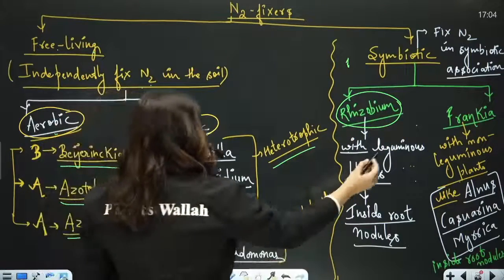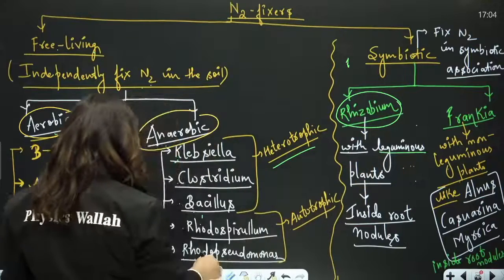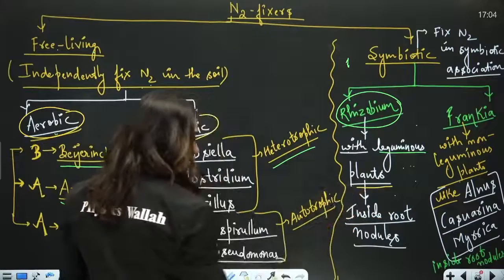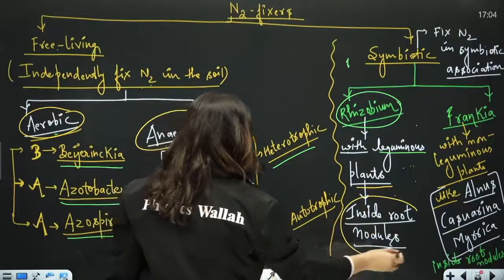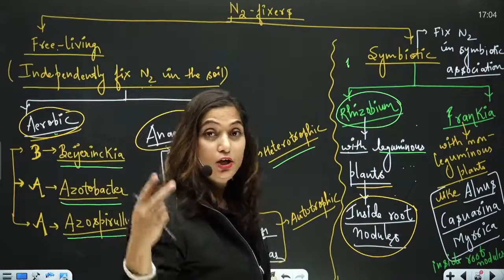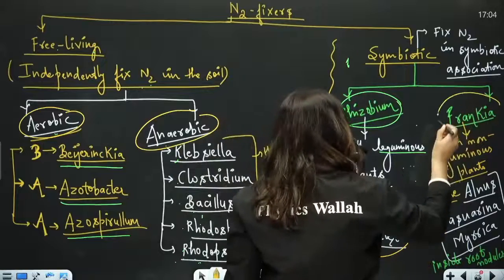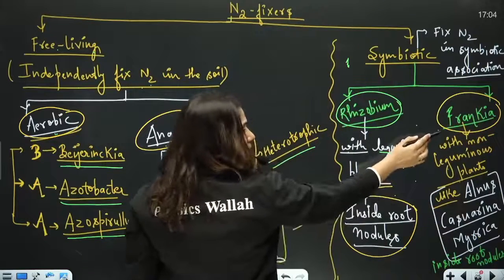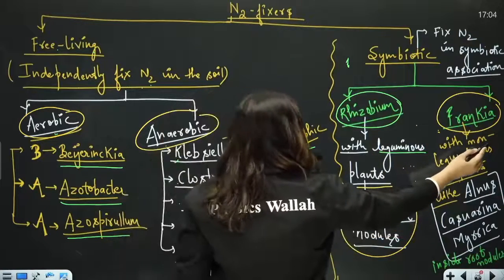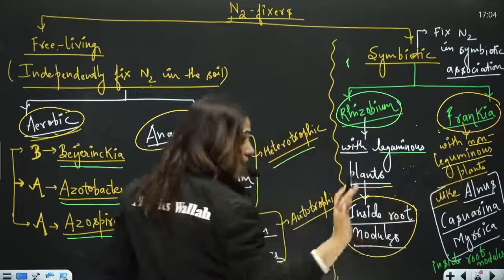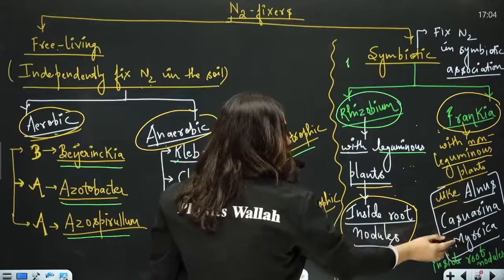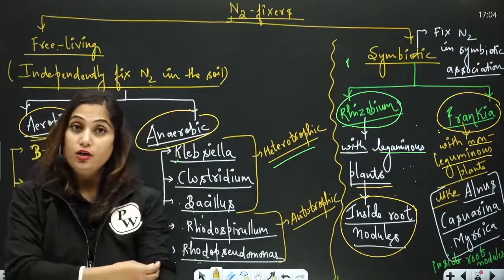Rhizobium forms symbiotic association with leguminous plants, and they are present inside their root nodules. The second very important example, which is given in two places in NCERT, is Frankia. Frankia is a symbiotic nitrogen fixer which forms symbiotic association with non-leguminous plants like Alnus, Casuarina, Myrica. These are the three plants with which Frankia is found associated.